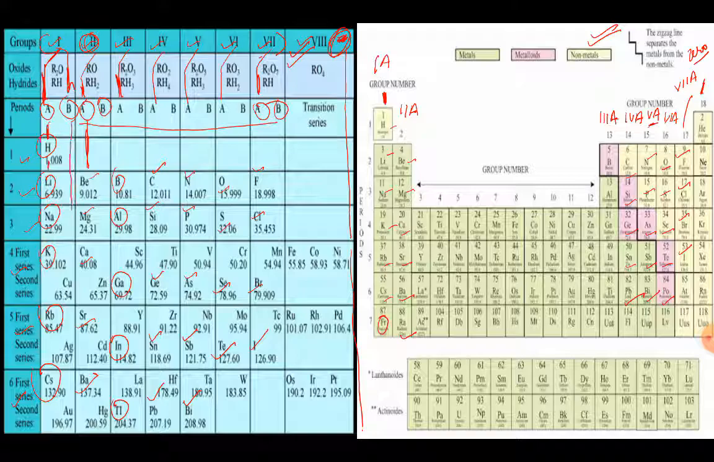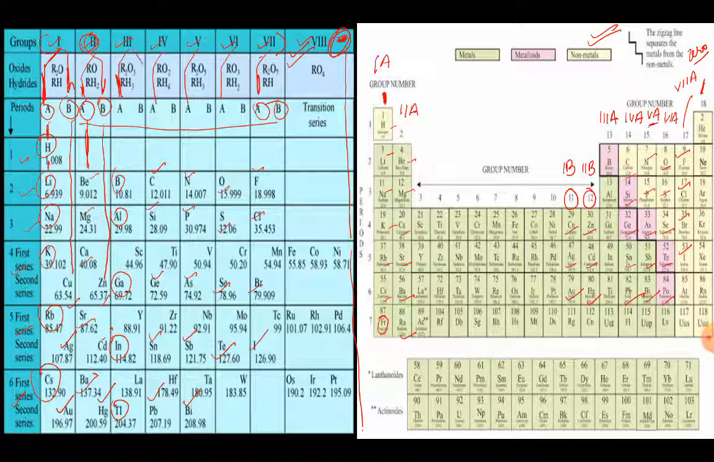What are the elements of 1B? Copper, silver and gold. Can we see the 11th group of the modern periodic table? This is 1B of Mendeleev: copper, silver and gold. Then 2B of Mendeleev: zinc, cadmium and mercury. Move on to the 12th group, it is 2B of Mendeleev: zinc, cadmium and mercury.